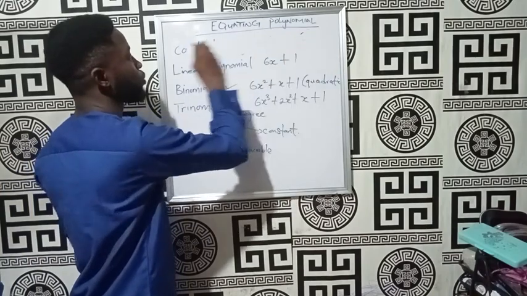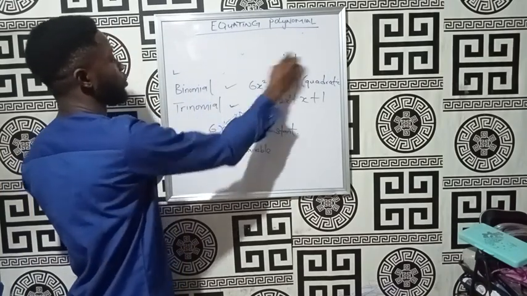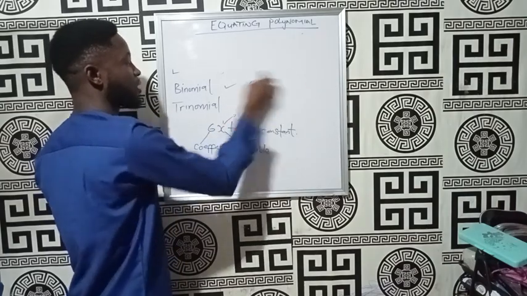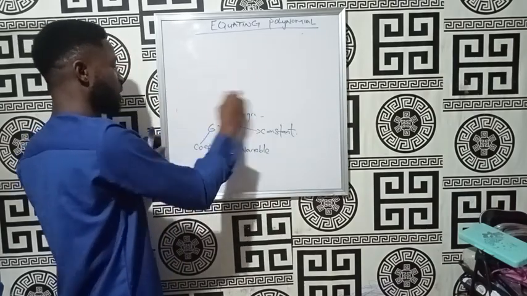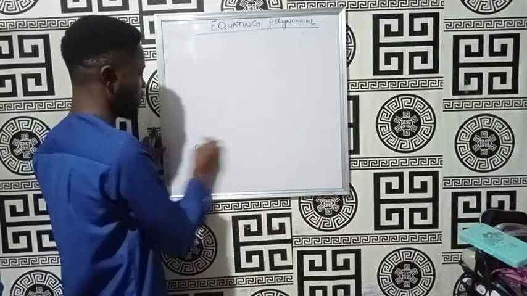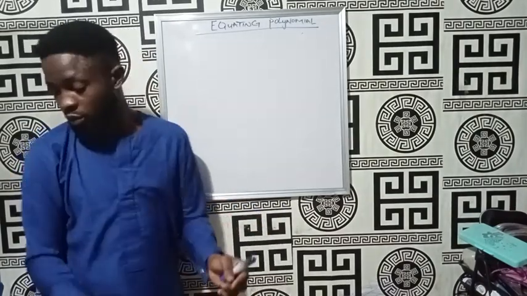So let's go right into the equation. Like I said, this is a type of question common in SAT that most students normally dodge, and it is actually simple. I call it equating polynomials. I'll give us an example.